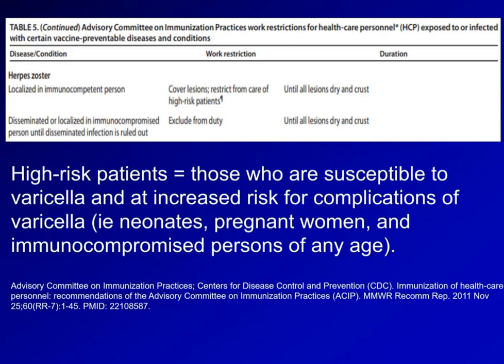So in this case, I asked you to look at her a little bit critically a minute ago about whether she's immunocompromised or not. We'll get back to that question. I'm going to start with column 2. You have 2 work restriction levels. You can cover lesions, restrict from care of high-risk patients, or you can exclude from duty. So what is a high-risk patient? That's what a high-risk patient is, those susceptible to varicella, increased risk for complications. So neonates, pregnant women, immunocompromised persons. So family medicine clinic, do you think there's high-risk patients there? Yeah, I think there's high-risk patients there.